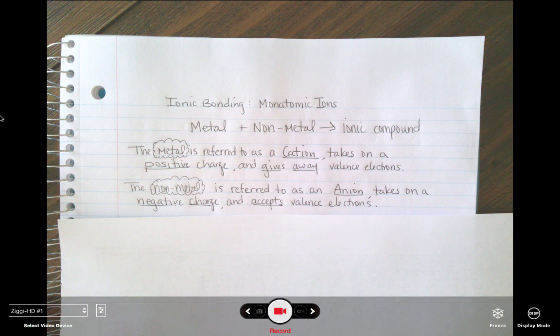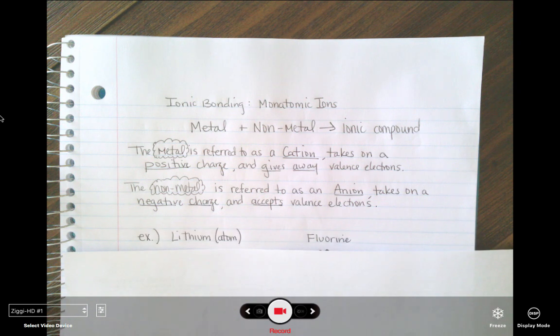The nonmetal is referred to as the anion and takes on a negative charge because it's accepting electrons. So the more electrons you can accept, the more negative charges you're taking on, which makes you negative, referred to as an anion. The metal is always the cation, and the nonmetal is always the anion.